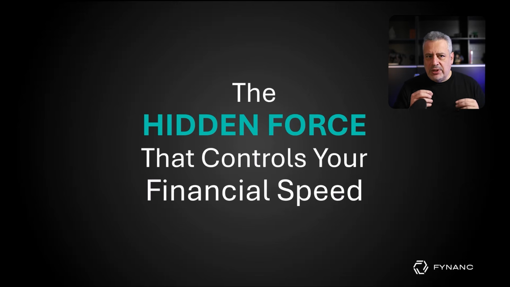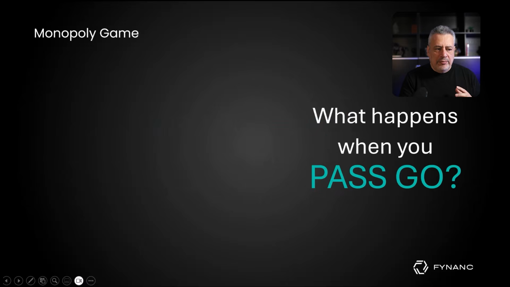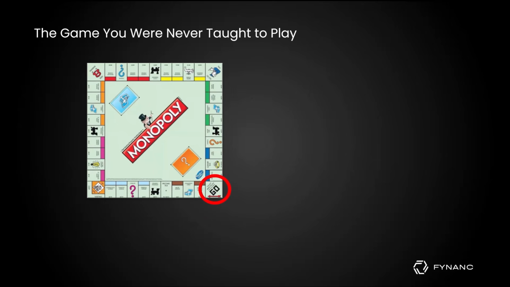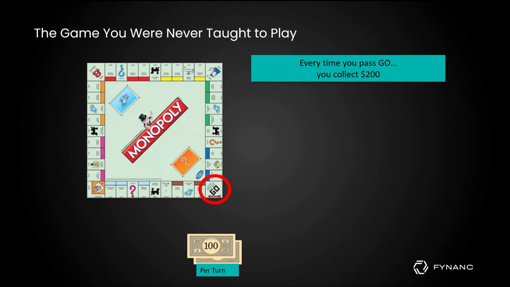Again, before we dive into this idea of velocity of money, I want to share something that we all grew up with. Let's start with that. So we all grew up with the game of Monopoly. And so what happens when you pass go? Obviously, we all know you collect $200. Now let's take this a step further. I want you to imagine that every time you pass go, we all know you collect $200.